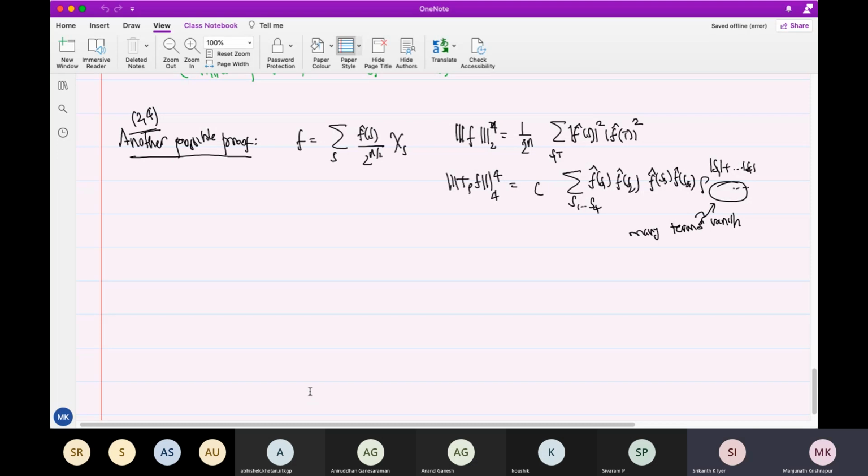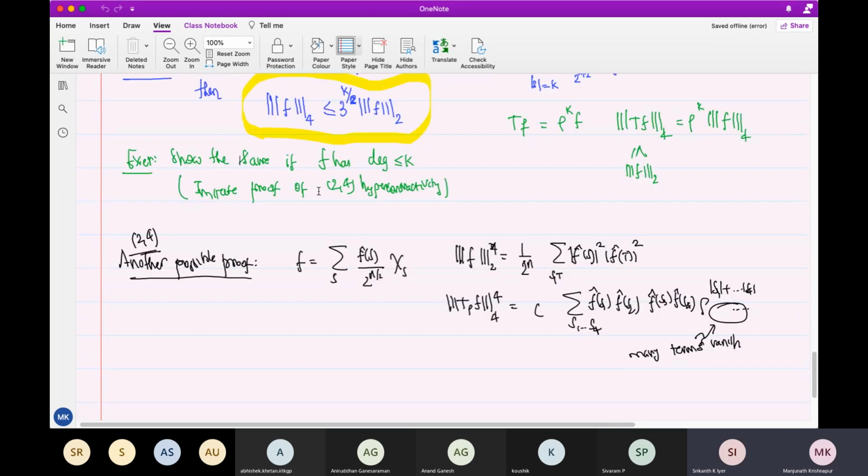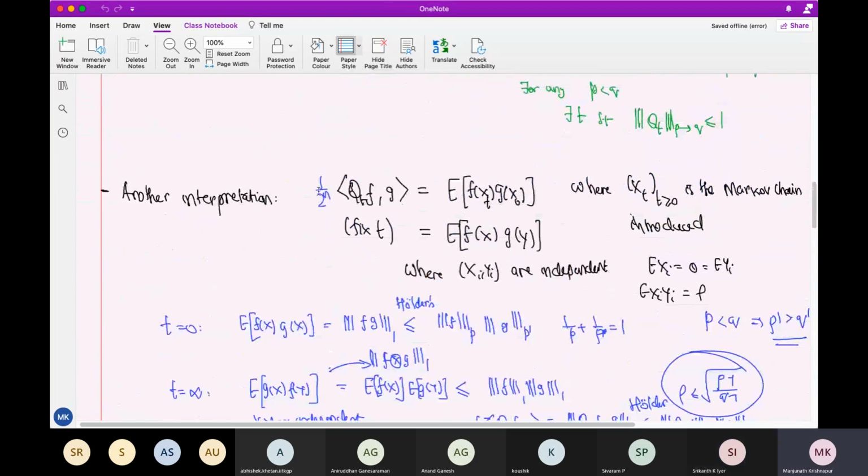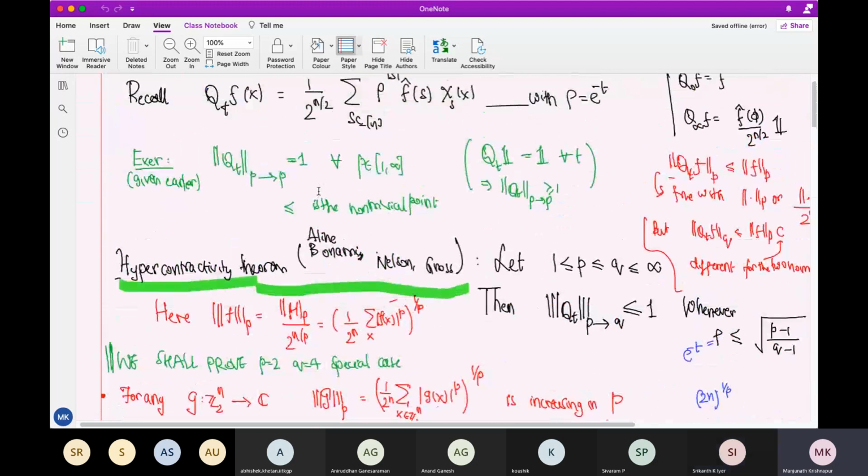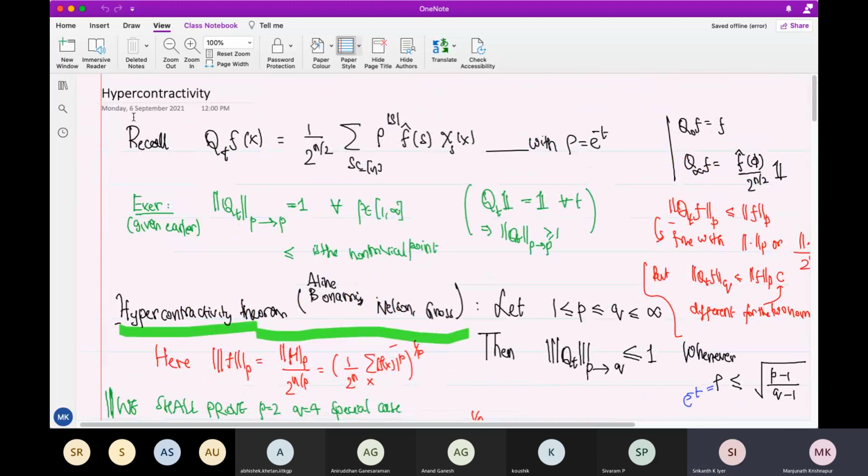All right. So this will be the last class on this. Since there was a class skip, let me quickly recap. Last time we proved the hypercontractivity, only a special case of it.